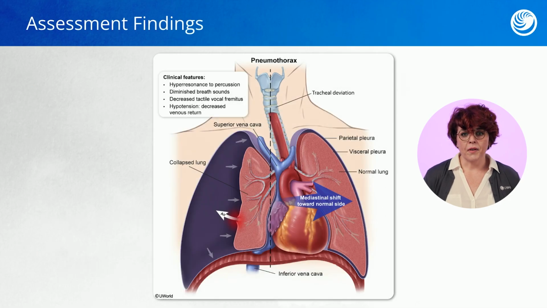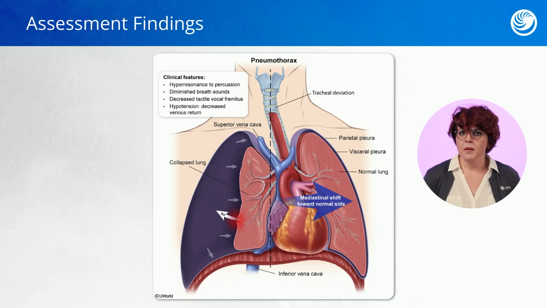Let's look at assessment findings of a pneumothorax. One thing you can see is hyperresonance to percussion. What does that mean? Well, when you percuss the patient's lungs, it's going to be a very low pitched sound. Of course, there's going to be diminished lung sounds, especially on which side? The affected one.